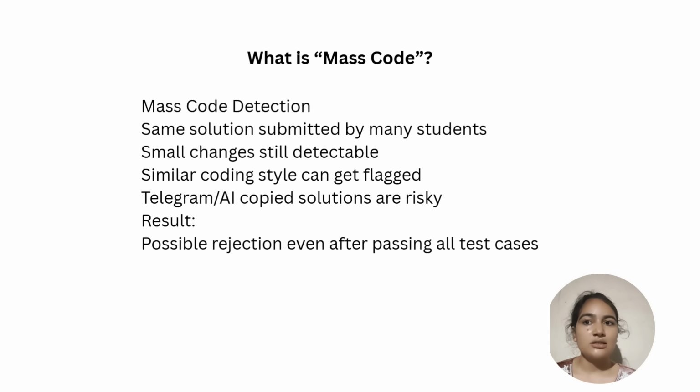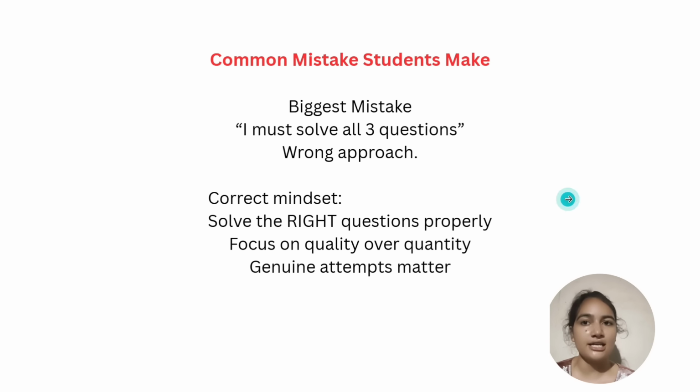So many students this year solved all the coding questions but still got rejected because their submissions were detected as copied or AI generated. At the same time, some students who solved only 2 questions actually cleared the round because their approach looked genuine. So please understand this carefully. Clearing the round is not only about the number of questions you solved, but your overall coding behavior also matters.